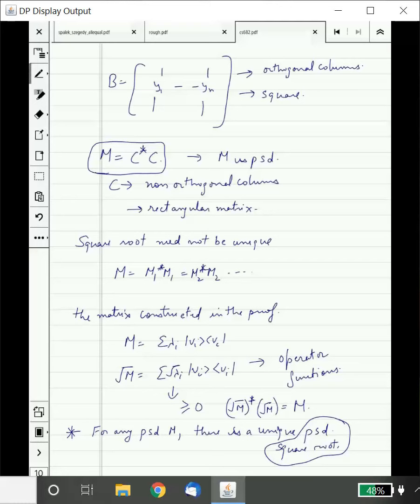That is what we will remember when we talk about the square root of a positive semi-definite matrix. The square root itself has to be positive. As an analogy, remember, if a number is positive, it can have multiple square roots, but generally we take the positive square root to be the square root. That is what we are going to do here.